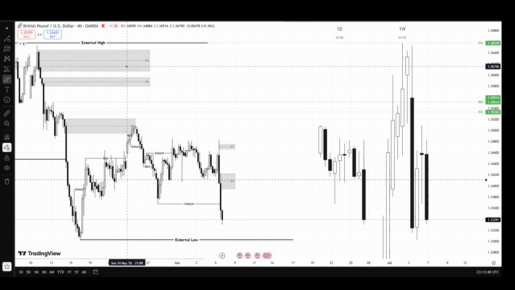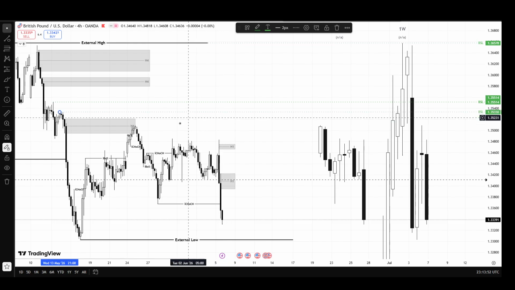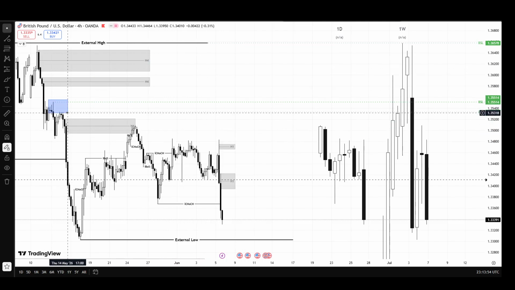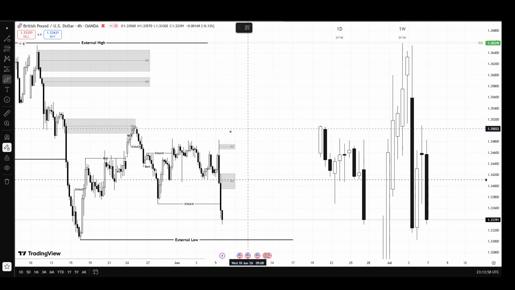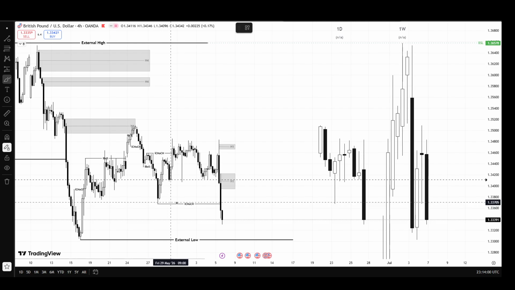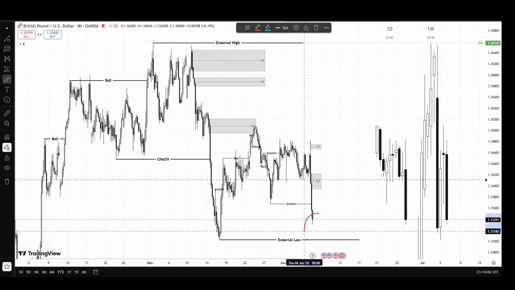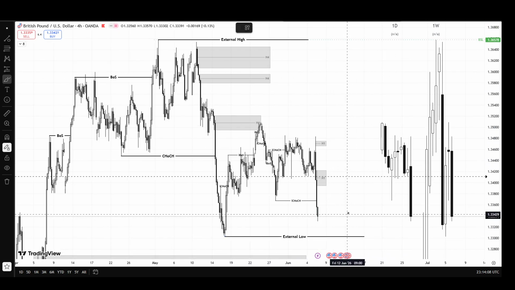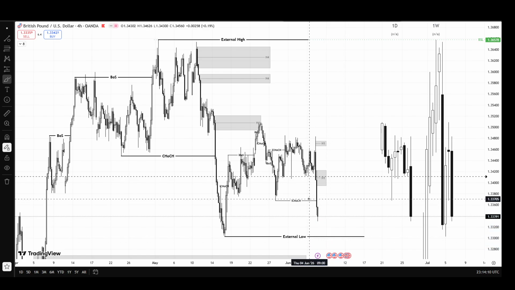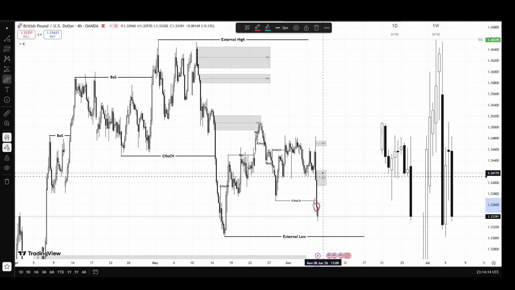The same thing applies to the GBP USD. As you can see on the GBP USD, we are now bearish internally, but externally we are bearish too. We've not yet broken this low on the 4 hour time frame. Okay, so this low is still intact on the 4 hour time frame here. Okay, so price closed here on the 4 hour time frame.